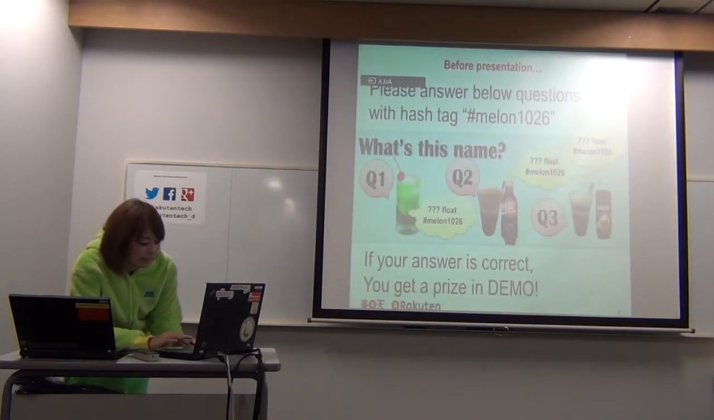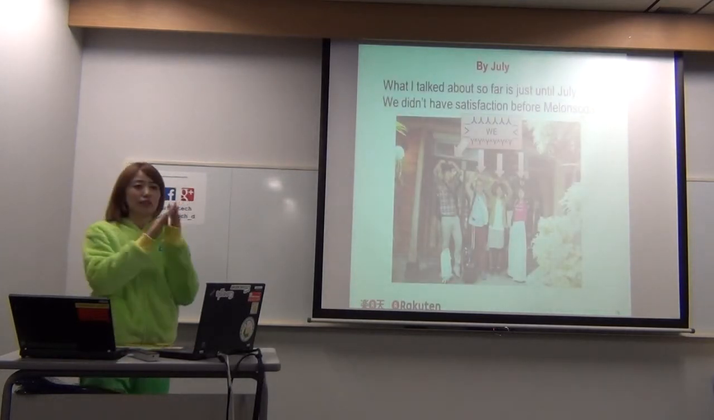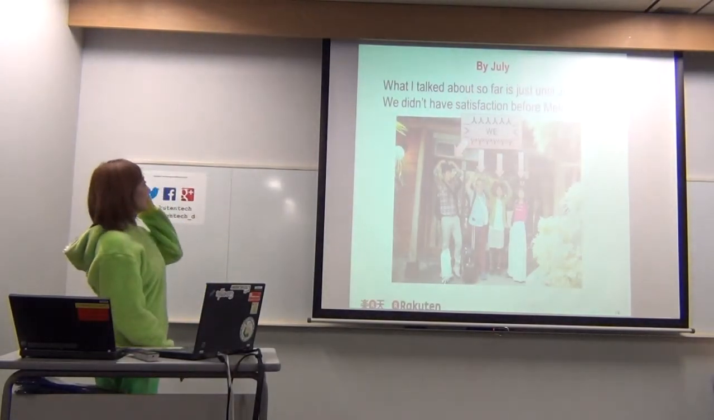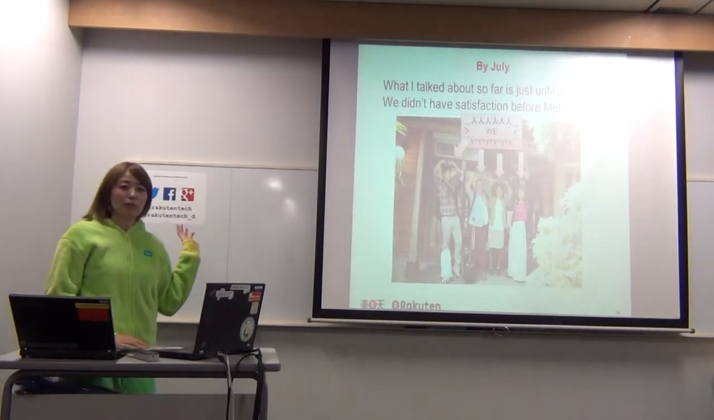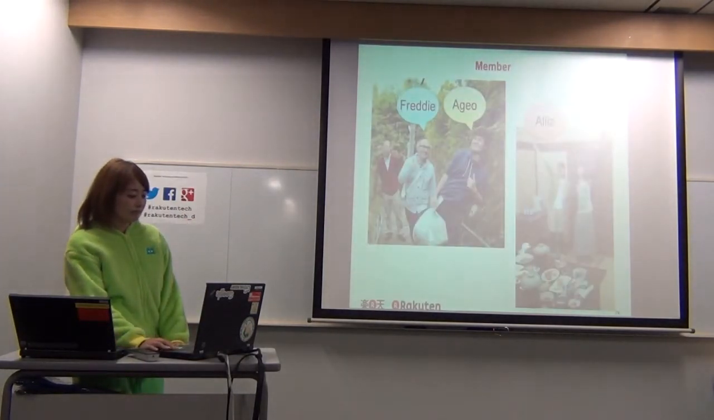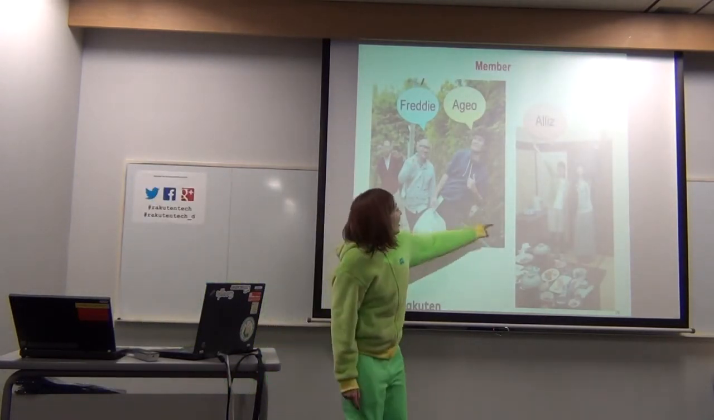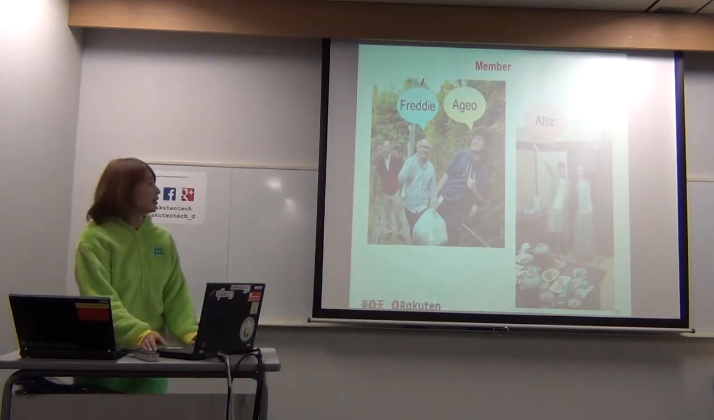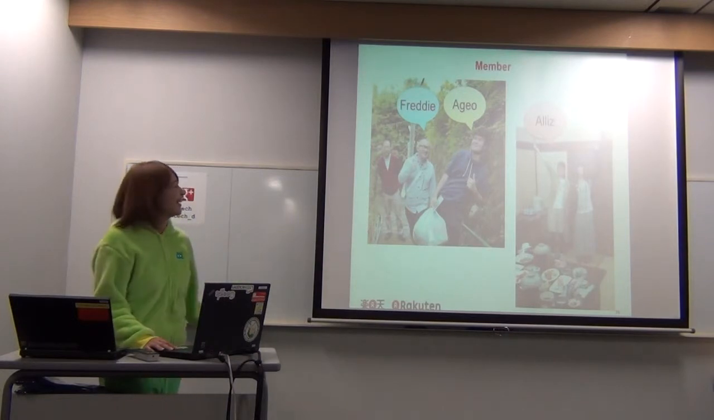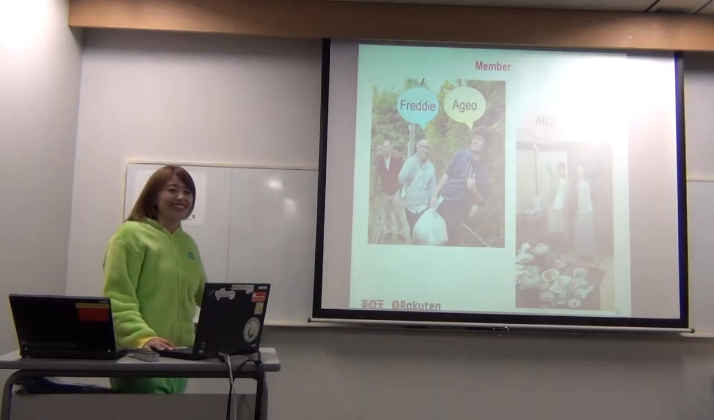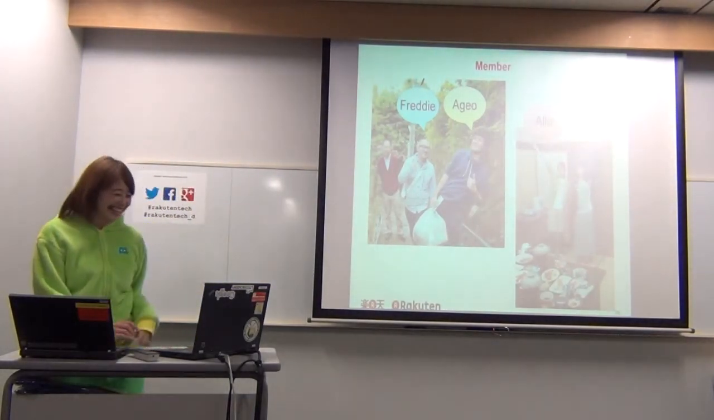Okay, so let's go back. Actually, what I talked about below is from July to September, because we didn't have satisfaction before Melonsoda. We means these members. It includes the Melonsoda man, and Arit, a Chinese girl who entered last year, and Agio, who is also a developer of Melonsoda, and Freddy is my senior. The rest are actually not our team members. Postona.